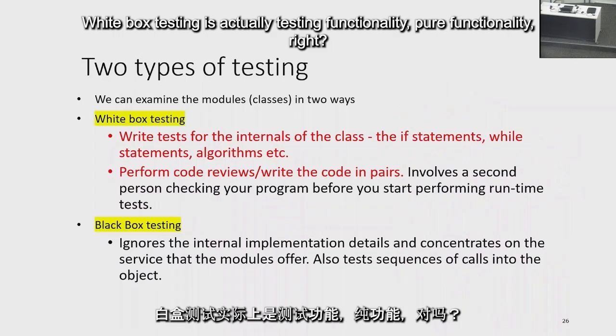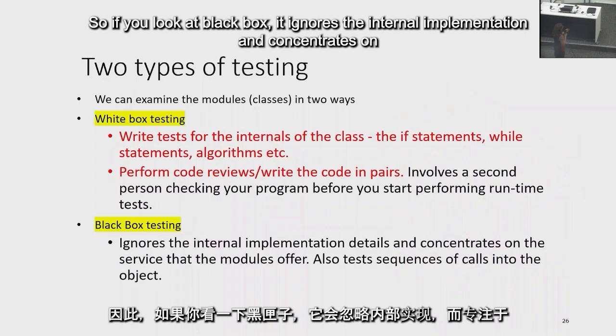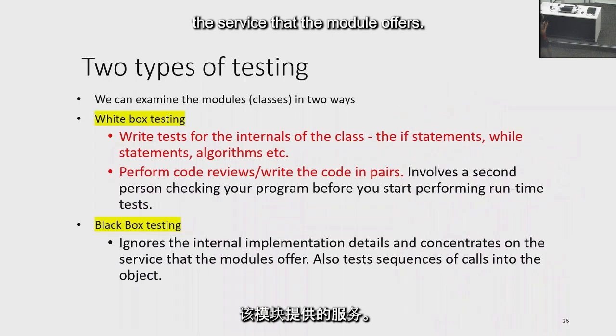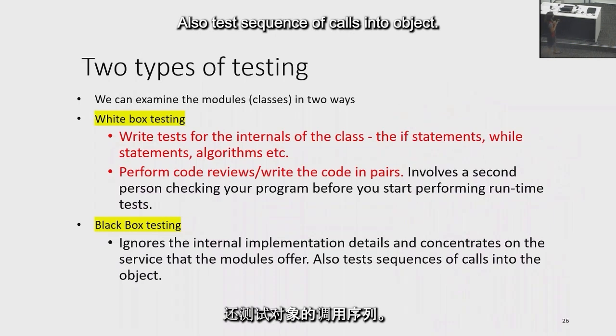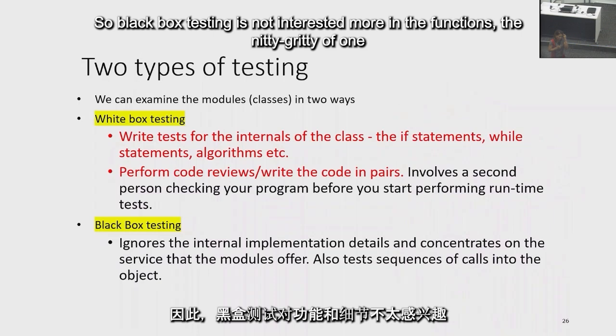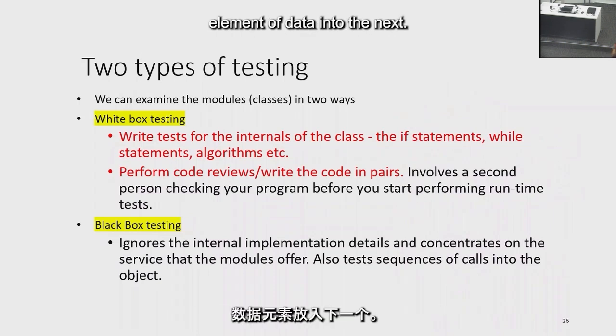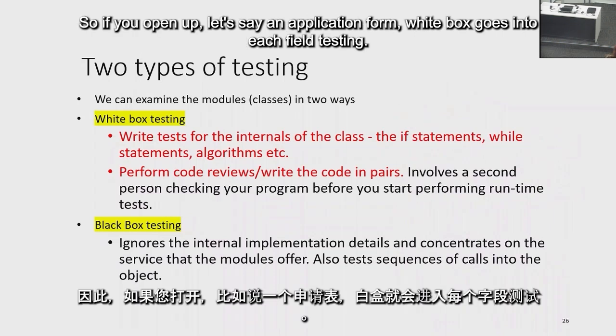White box testing is actually testing functionality, pure functionality, right? If you look at black box, it ignores the internal implementation and concentrates on the service that the module offers. It also tests the sequence of calls into the object. Black box testing is not interested in the nitty-gritty of one element of data into the next. If you open up, let's say, an application form, white box goes into each field testing.